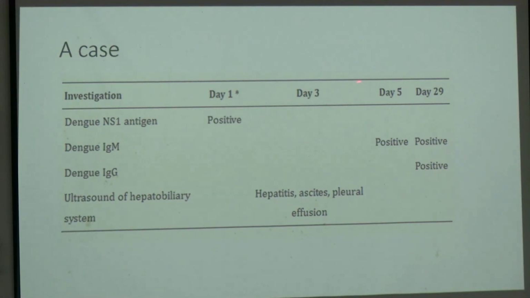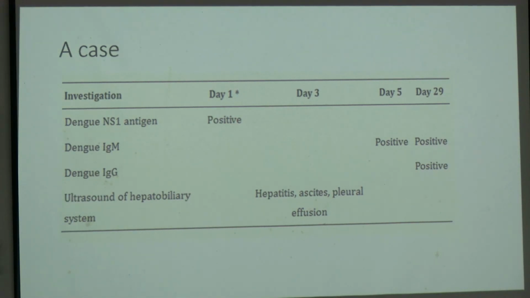What is the result of the IgM and IgG on day 1? It's negative. IgG is negative. That means the person didn't have any exposure to the dengue virus previously. So this is a primary dengue fever.